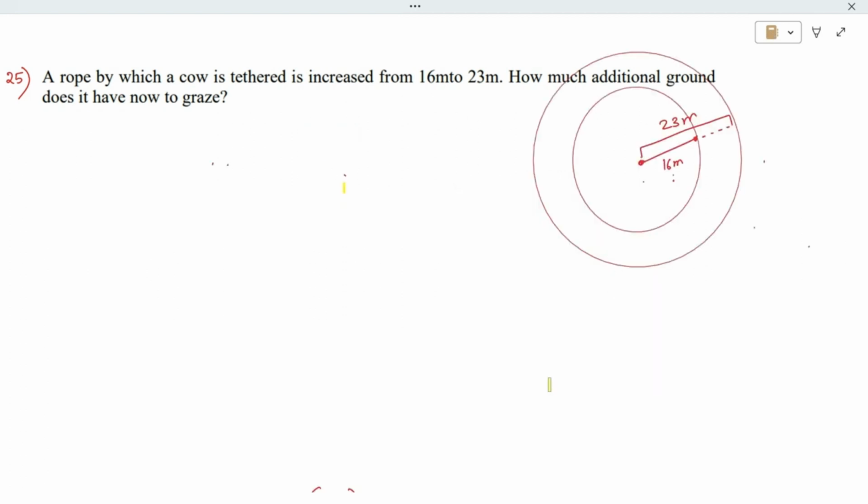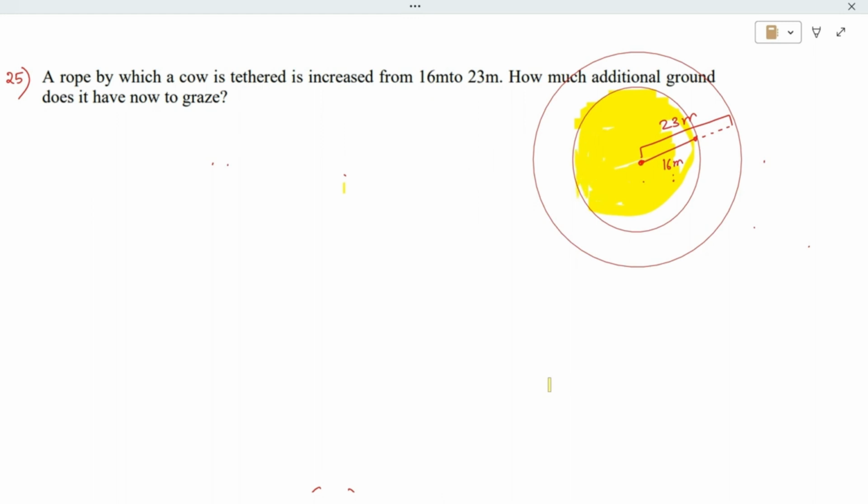In this question, I have drawn the rough figure. A rope by which a cow is tethered, that is tied, is increased from 16 meter to 23 meter. So here, think of the center as where the cow is tied, with the radius, the length of the rope, as 16 meter. So you know the cow can graze the field of this area for radius 16 meter, isn't it? So I'm shading that area.